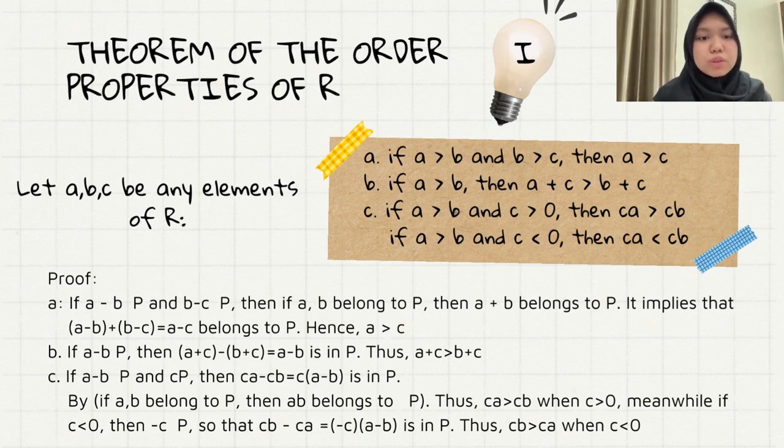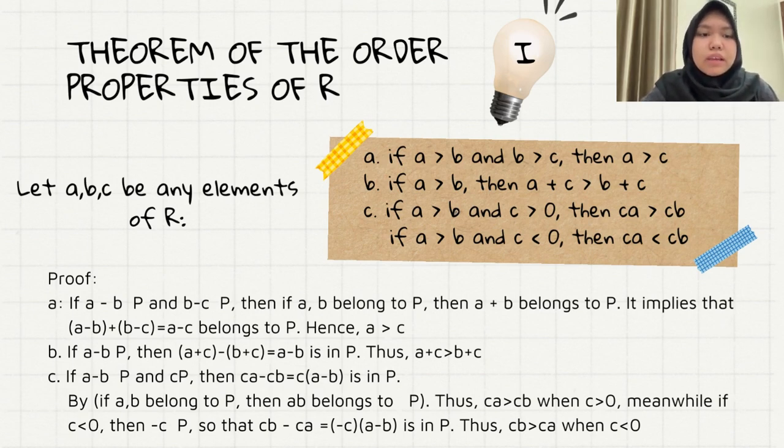So it belongs to P. Hence, a is more than c. And then for the second one, we have if a minus b is in P, then a plus c minus b plus c equals a minus b is in P, thus a plus c is more than b plus c. And then the last is if a minus b is in P and c is in P, then ca minus cb is equal to c times a minus b is in P.